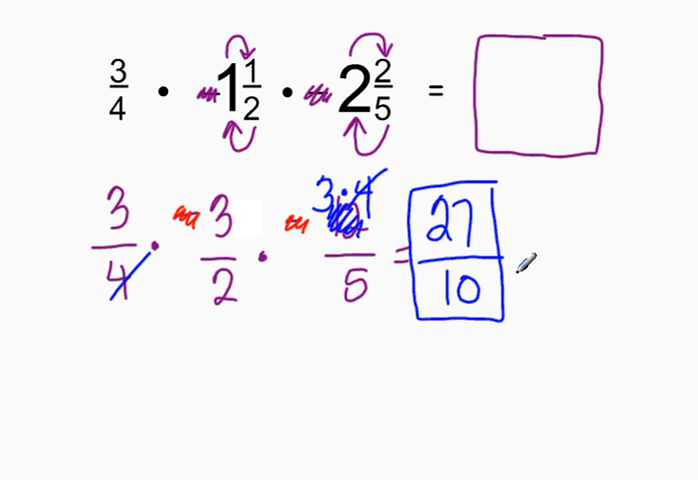I could also turn it into a mixed number. 10 goes into 27 2 times. 2 times 10 is 20. I was trying to get to 27, so that means I've got 7 pieces left, and the denominator stays the same.